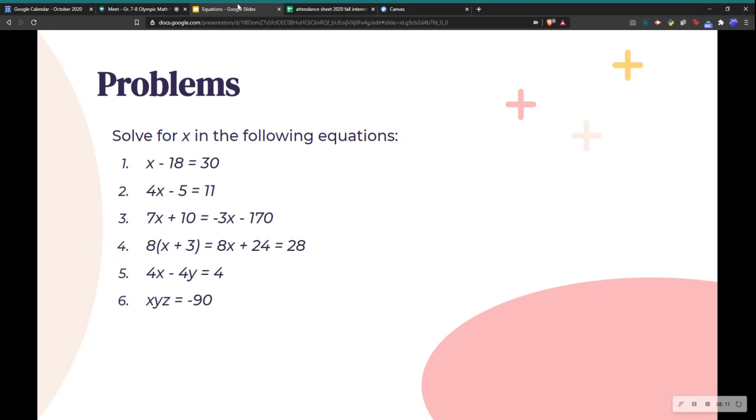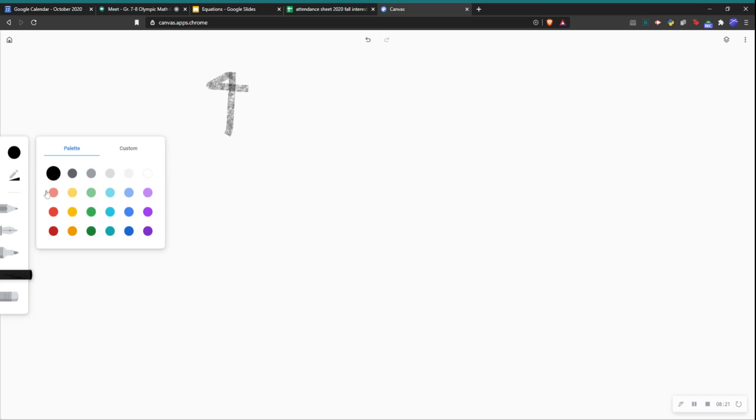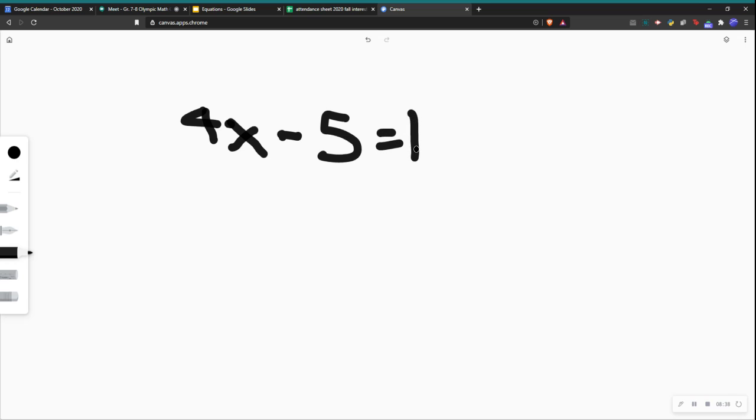x equals 4. Perfect. Yep. So let's solve this on the canvas right here. That 4 doesn't look good. Let me see. Okay, let's first erase this one. Right. So 4x minus 5 equals 11.